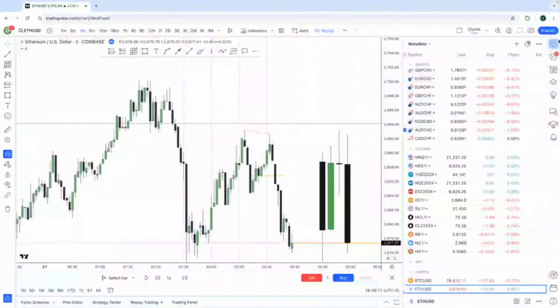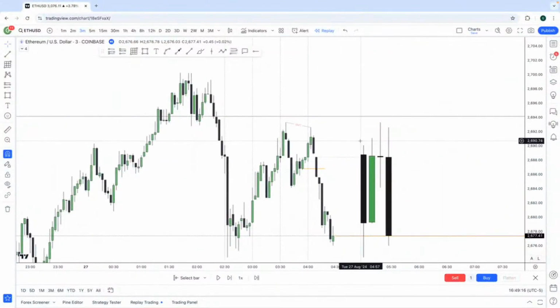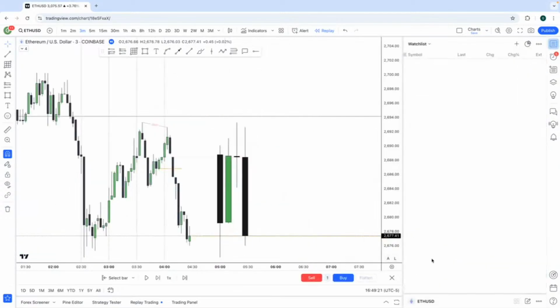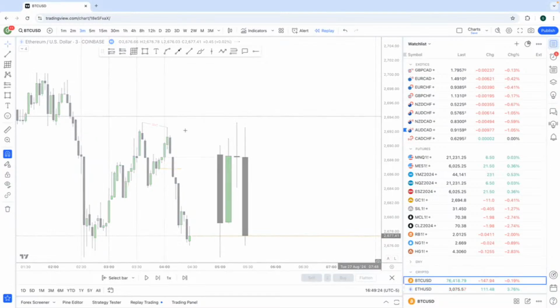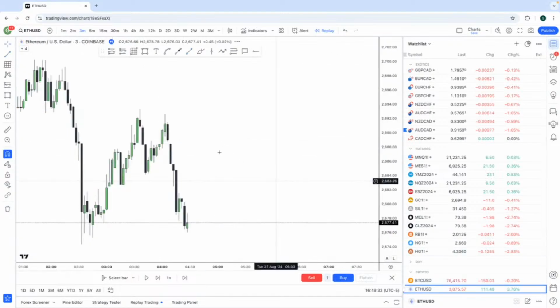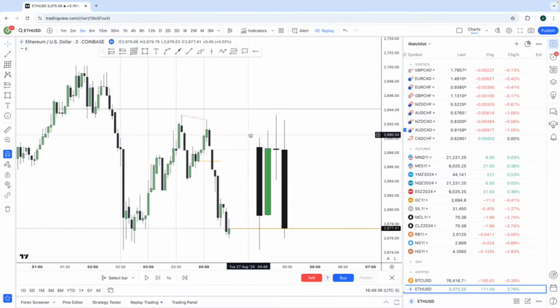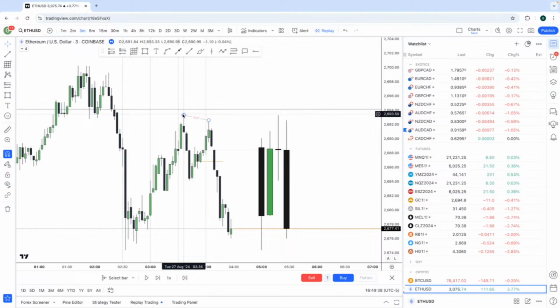Yeah, SMT is like the crack in correlation between two correlated assets. So you see how we made a lower low here? We didn't take out this high, but on Bitcoin we did. Yeah, we took out this high. So all that means is, that's a divergence, and this means that Ethereum is actually weaker. Because it failed to take out the high, it was too weak to do so.